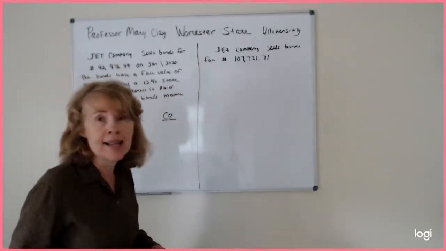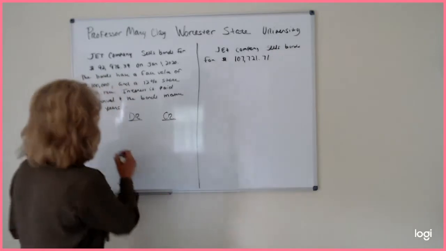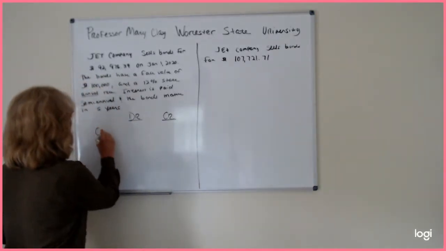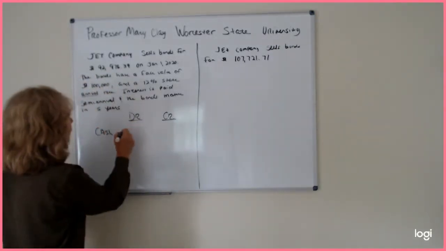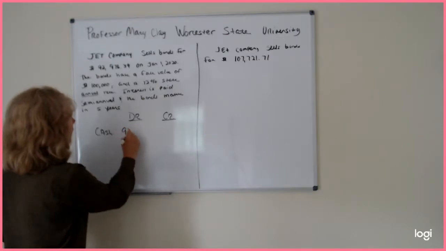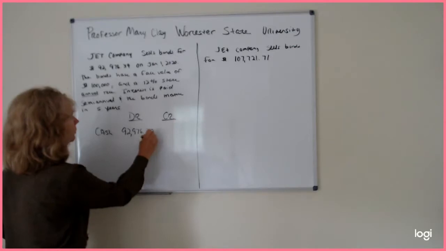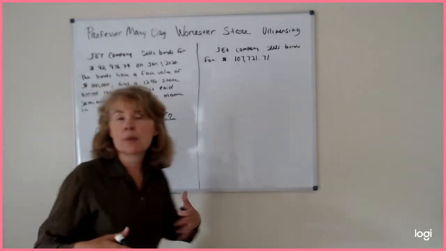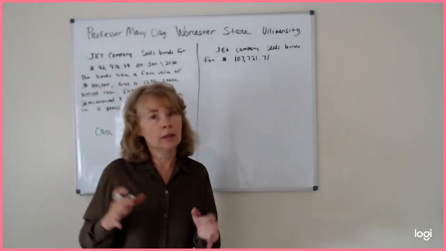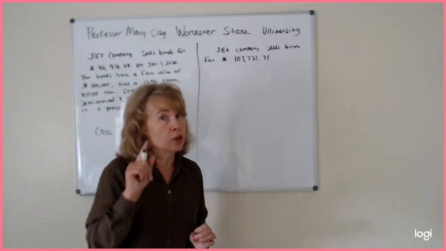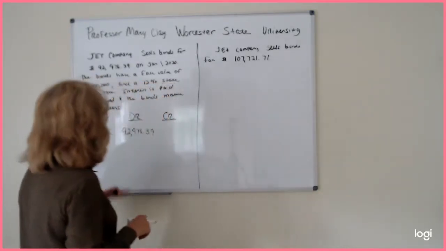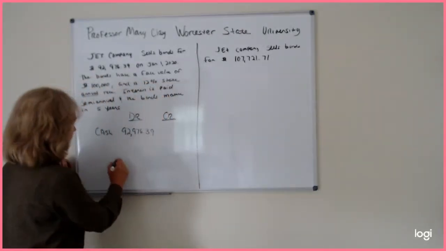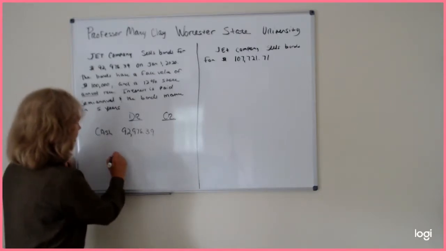Whatever the bond sells for, that's your cash. So you debit cash, 92,976.39. I'm going to skip a few spaces. When you work in the lab, remember, always list your debits first. Okay, so I'm going to skip and I'm going to credit the bond payable.